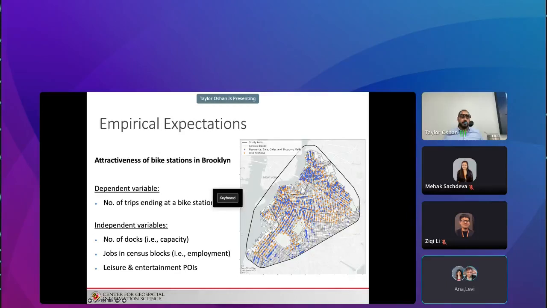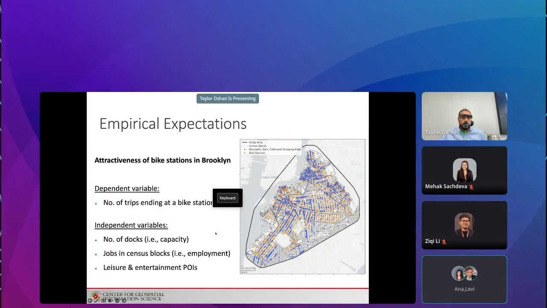So that's always nice. We've got a simulation that confirms our intuition, but we'd also like to know how things work for an empirical expectation. What do we expect empirically to happen? So we looked at returning to the bike station example. We've got bike sharing stations in Brooklyn, New York, and we've got those in orange. And then around it, we've got points of interest for bars, restaurants, cafes, and shopping.